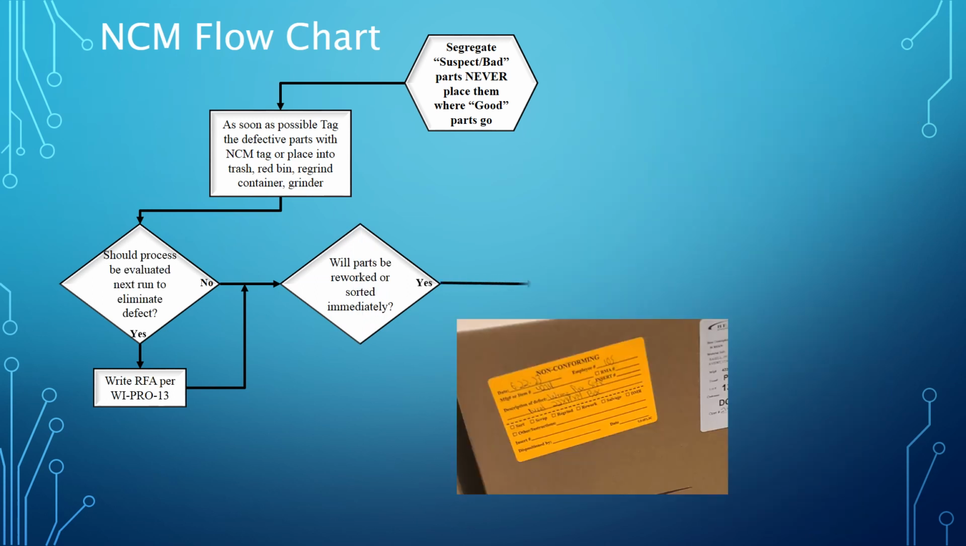If parts can be reworked or sorted immediately, be sure to tag all suspect parts and materials, and then the rework or sort task can be assigned. Also, notify the QA manager or designee if there is any reason to believe suspect parts have already been shipped.